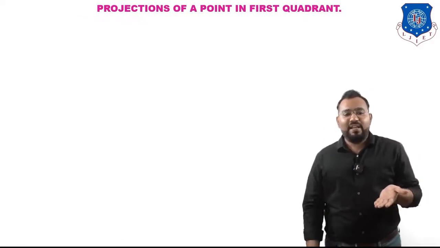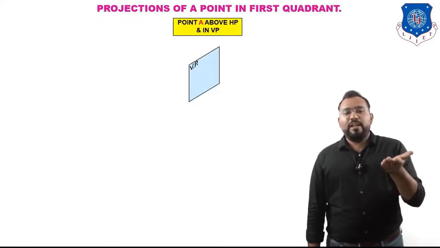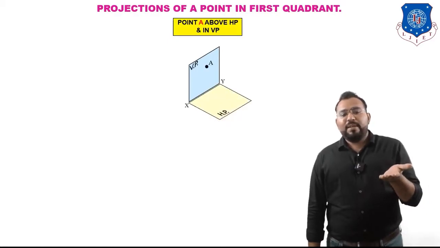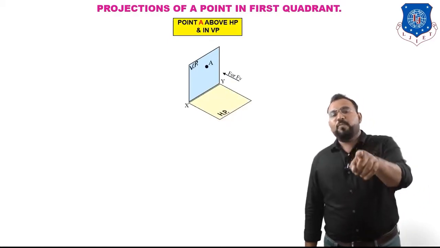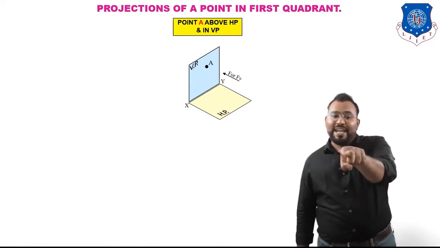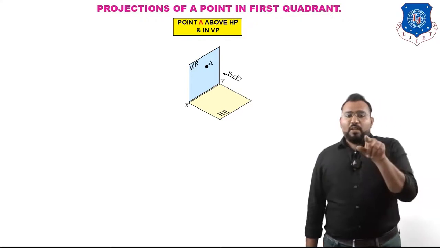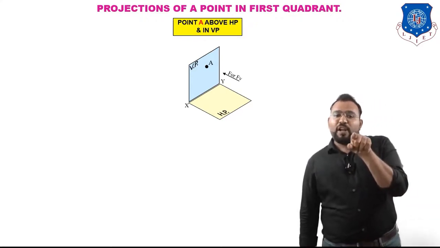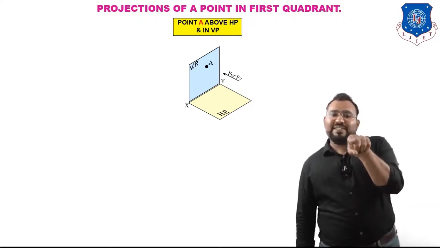Let us take another example. Let us take a point over here. Can you tell me the position of point A? Yes, this point A is above HP but in VP. You can see that the point A is in VP. So if the point A is in VP, the front view will automatically become that point itself.